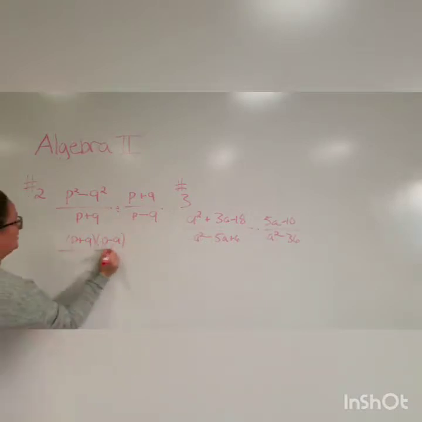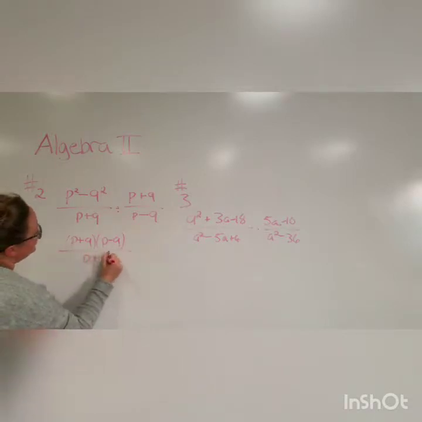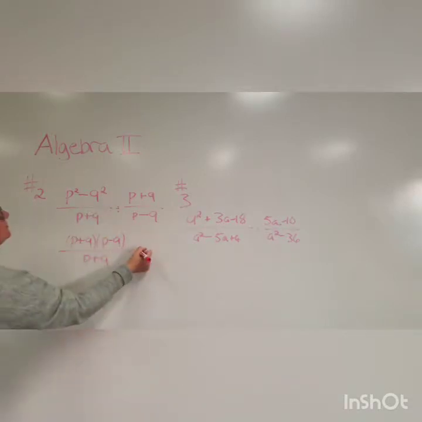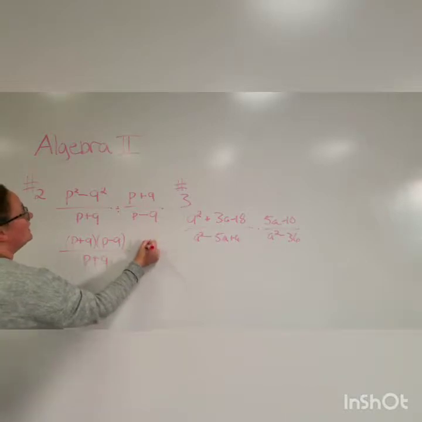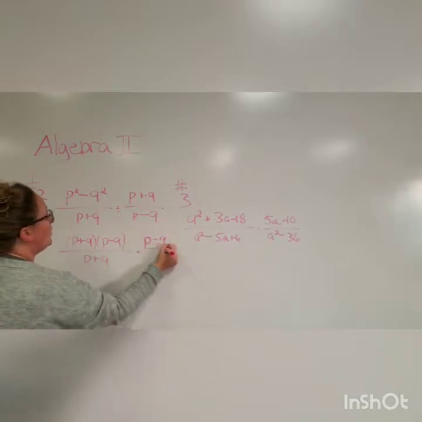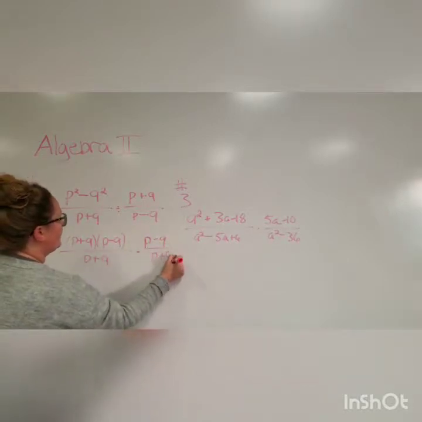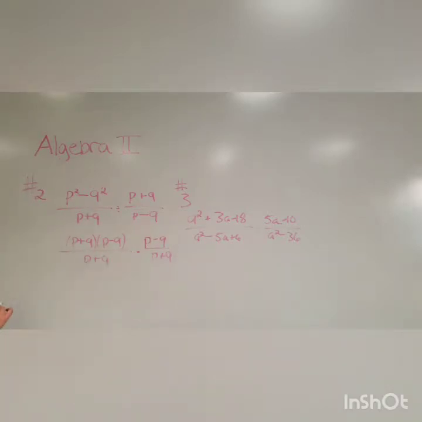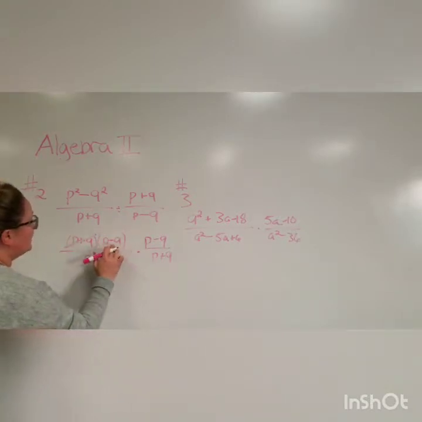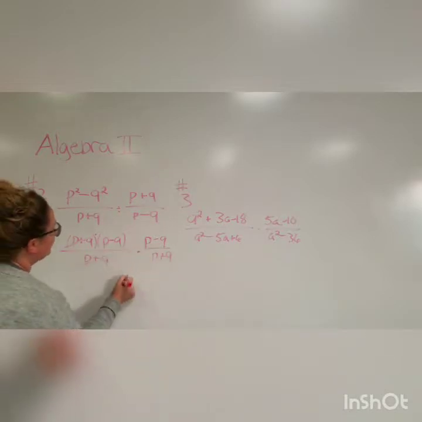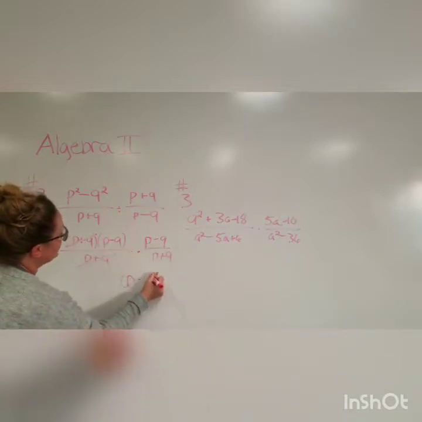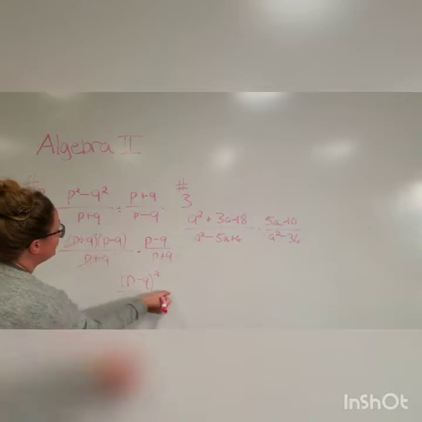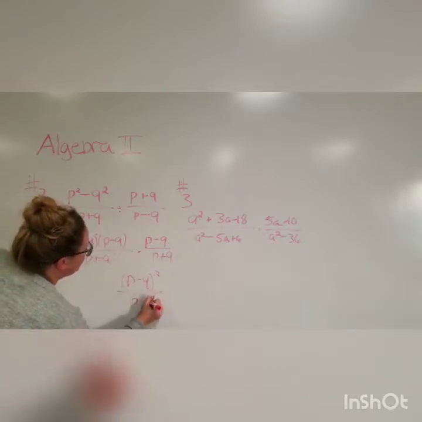All right, on the bottom here you have p plus q, and then this one has to be inverted. So now it's going to be times p minus q over p plus q. So flip it upside down. Now you can cancel everything you can. You can cancel this p plus q with this p plus q, but that's all you can do. So what you have left is p minus q and p minus q. That means you have p minus q squared, or you have it twice, over p plus q.